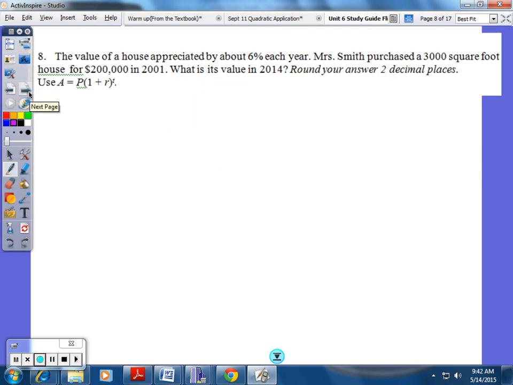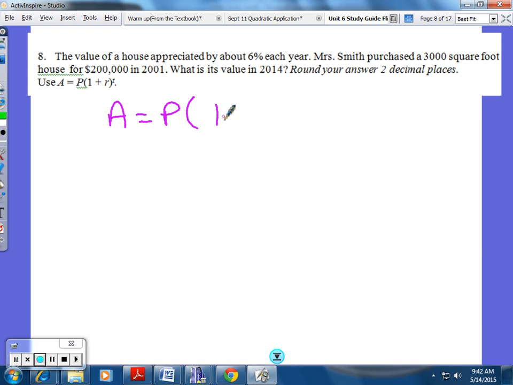Okay, the next problem, they tell us we have a house that appreciates by 6% each year. Ms. Smith purchased a 3,000 square foot house for $200,000 back in 2001, and they want to know what's the value of the home in 2014. So we use the formula that they gave us. A equals P times 1 plus R to the T power.